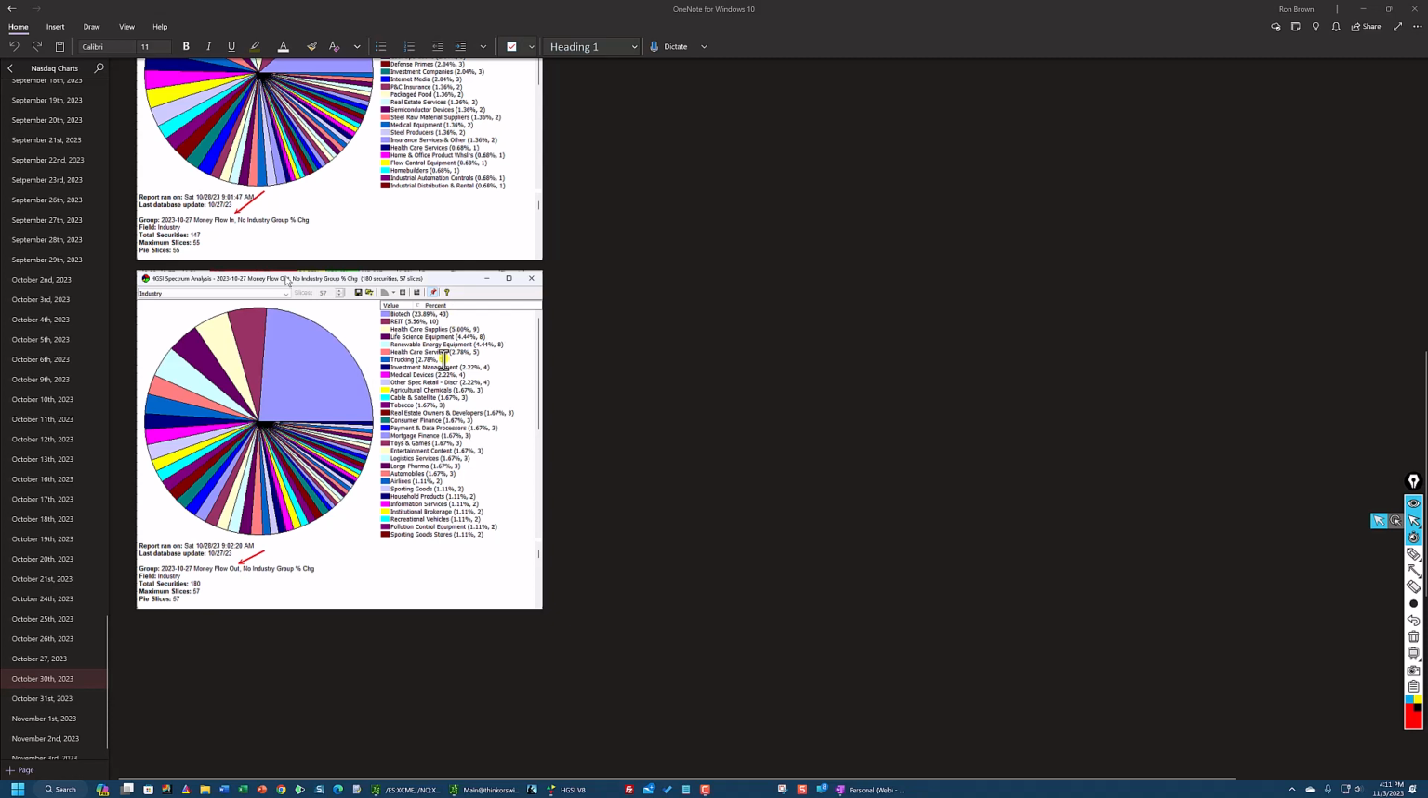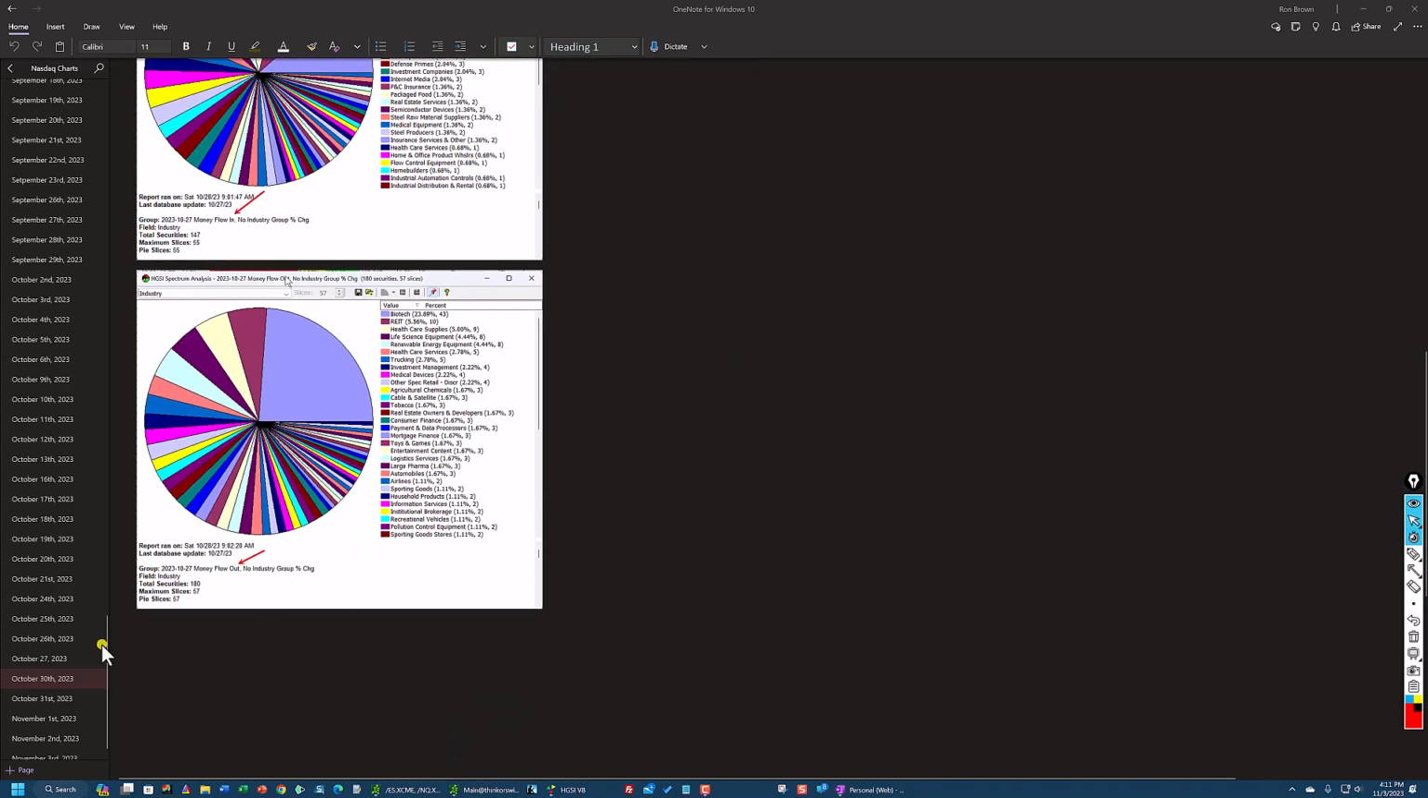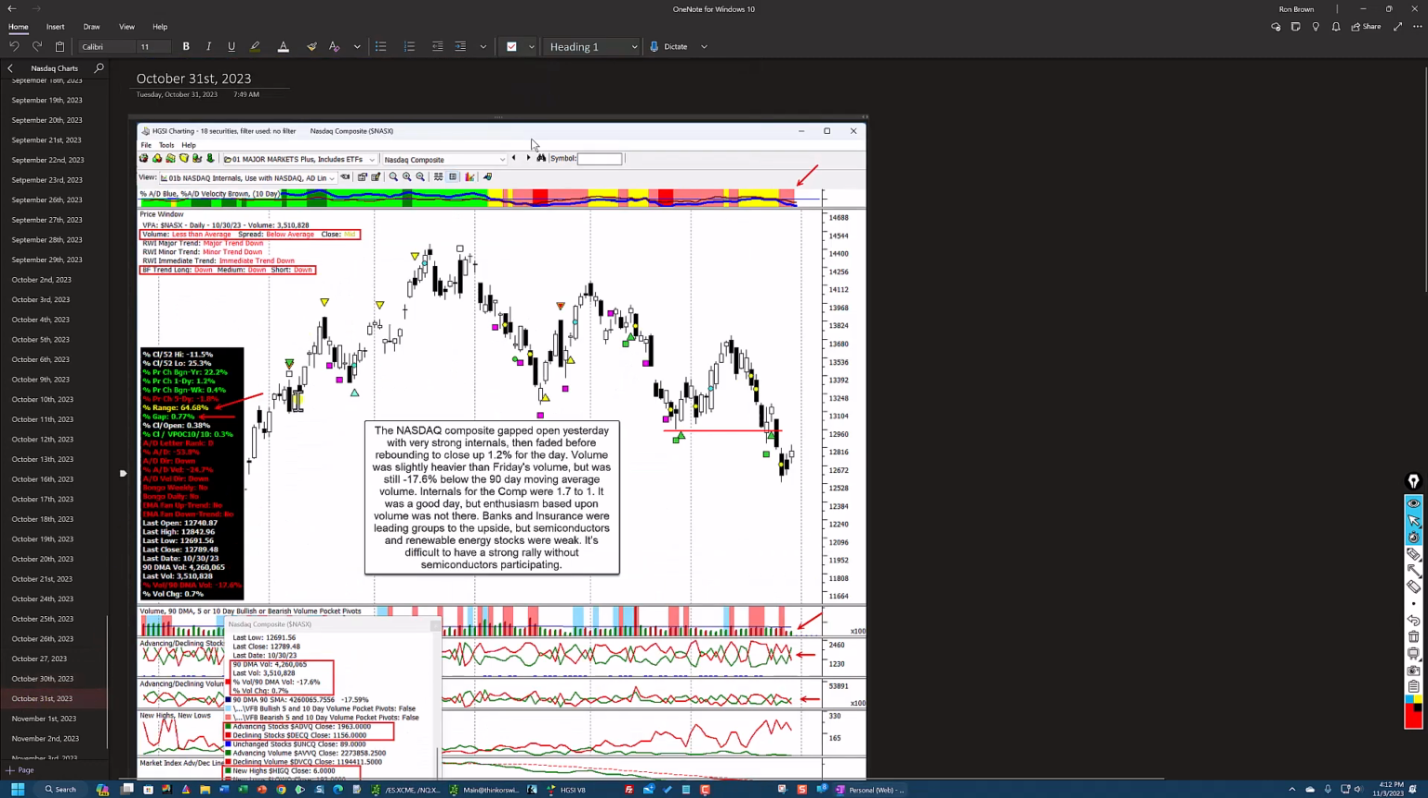Here's money flow going out. Renewable energy equipment is notable. You can see renewable energy equipment was weak, healthcare supplies, and so on. But the strength was certainly up here in marine shipping. So let's go on to the next day. This would have been Tuesday morning.